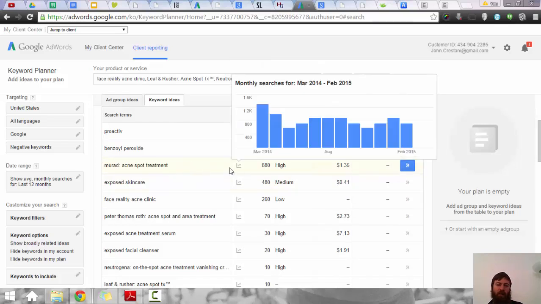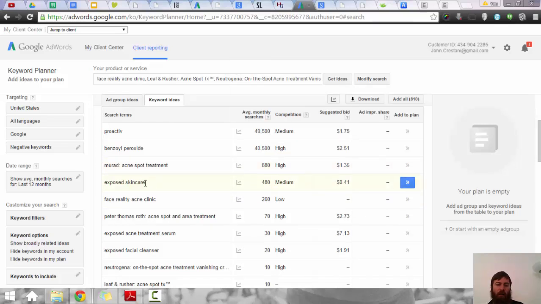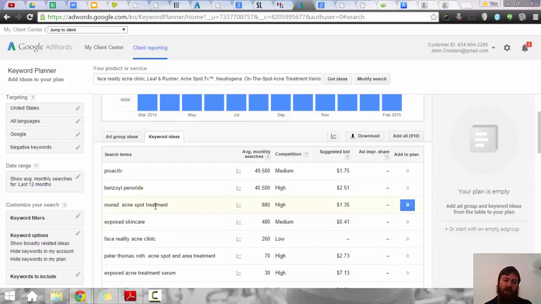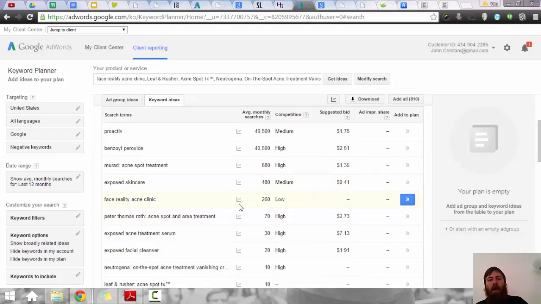But we definitely see there's going to be some opportunity. Looking at exposed skincare, there's some opportunity for us to target these keywords really cheap, and we can start getting some hits and hopefully some conversions for pretty cheap from some of these extremely specific buyer terms. And we could tell people, hey, look, you don't have to spend $100 or more on acne treatment. You can have your own homemade, do-it-yourself acne treatment.